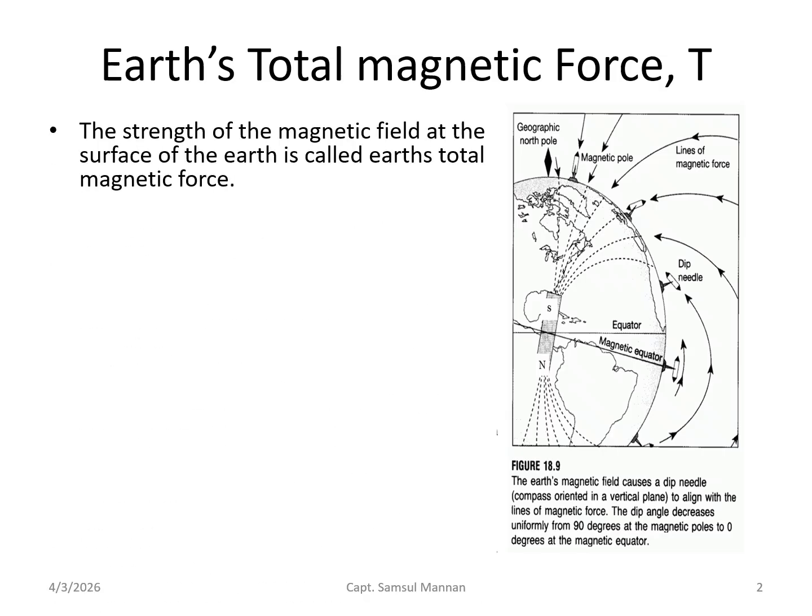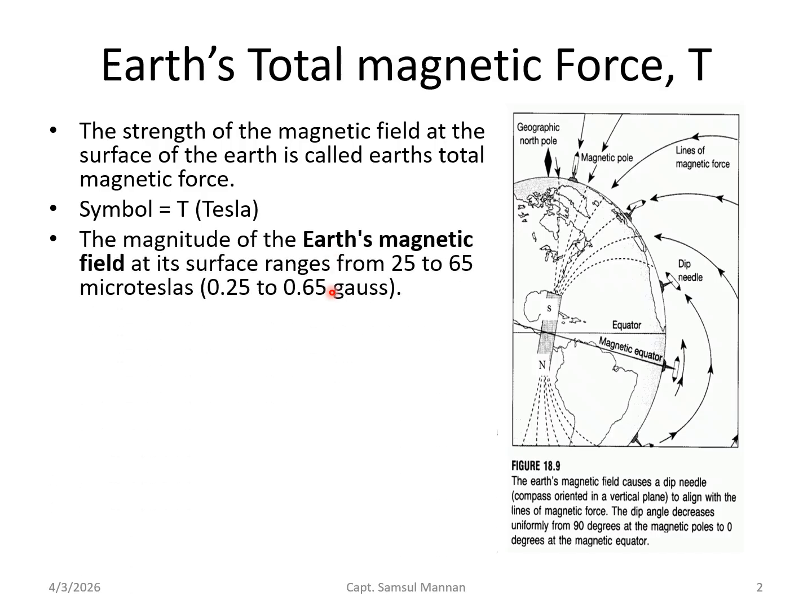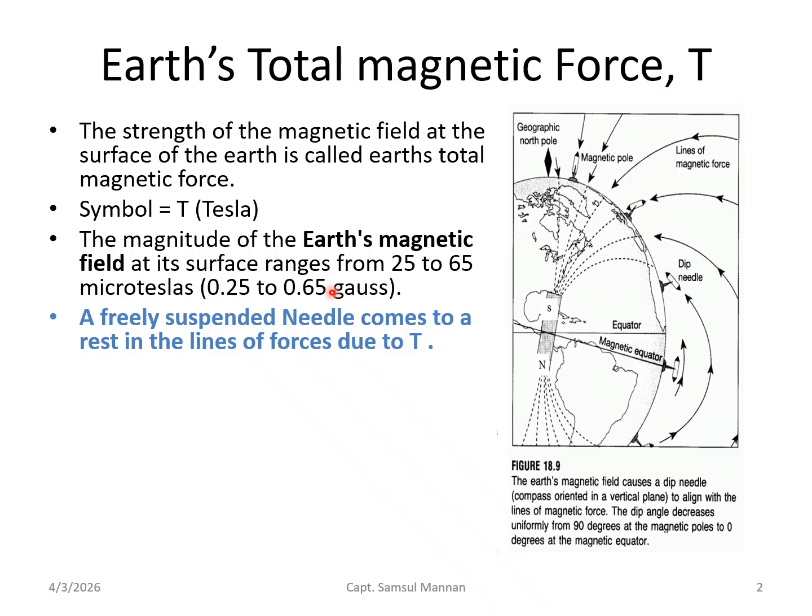The strength of the Earth's magnetic field at the surface of the Earth is called Earth's total magnetic force. It is denoted by T. The unit of this Earth's total magnetic force is Tesla. The magnitude of the Earth's total magnetic field at its surface ranges from 25 to 65 microteslas.